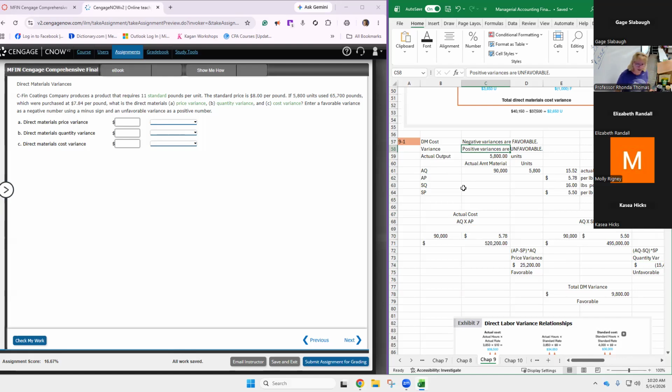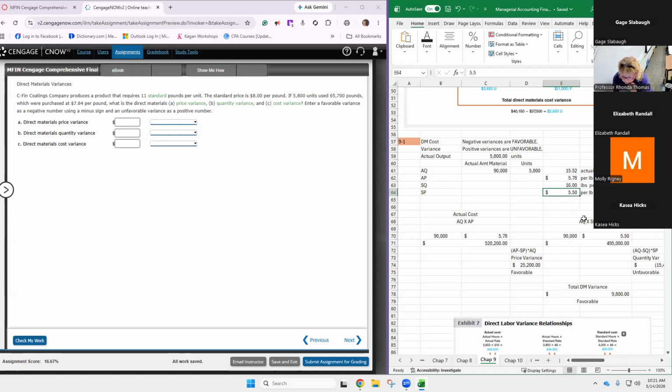I would recommend that you put down your information. So remember, there's AQ, which is actual quantity, AP, actual price, SQ, standard quantity, SP, standard price. So let's start trying to see if we can find some pieces here. We're CFIN Coatings Company, which produces a product that requires 11 standard pounds per unit.